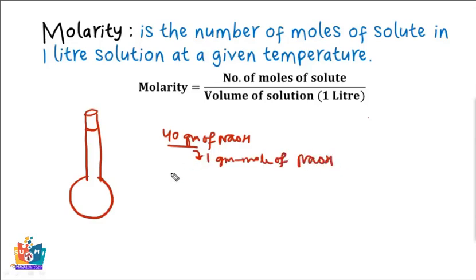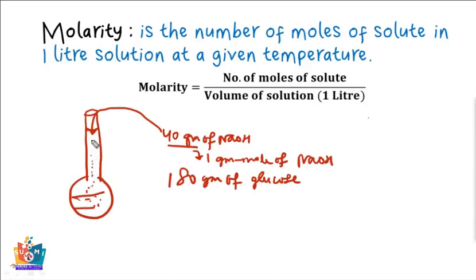Similarly, you can add 180 grams of glucose, because 180 is the molecular mass of glucose. You add this in an empty bottle and you add water, you dilute it, then you add water up to this mark. That becomes a 1 molar solution.